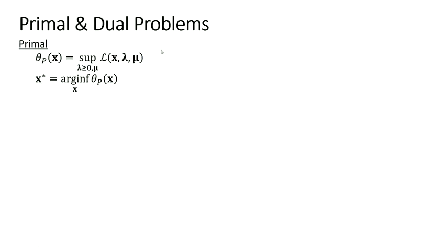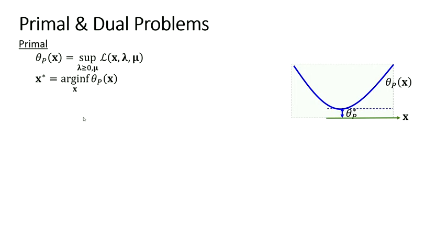And now duality theory. So this is the primal problem. We take the Lagrangian and maximize with respect to the dual variables, right? And then minimum with respect to x of this is the primal function. Minimum of this with respect to x is x star. Okay, and this is theta p of x, and when we do the infimum, we get theta p star.